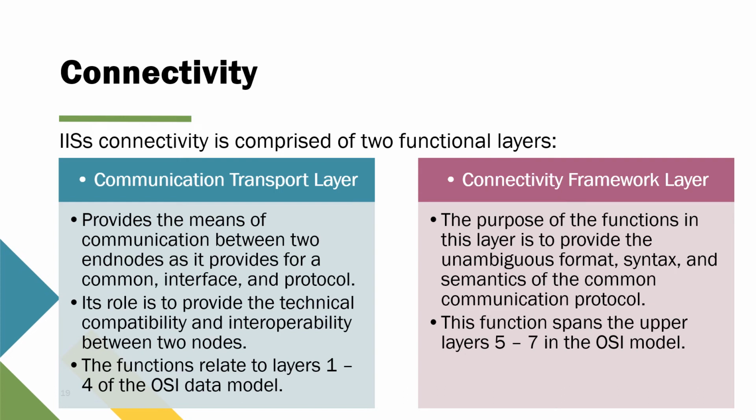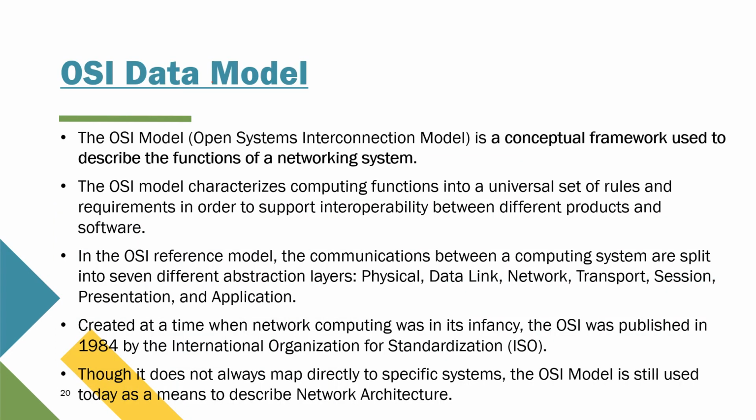For the connectivity framework layer, the purpose of the function in this layer is to provide the unambiguous format, syntax, and semantics of the common communication protocol. Usually this is from layer 5 to 7 of the OSI model. So what is the OSI data model? It is the Open System Interconnection model. That's the short form for OSI.